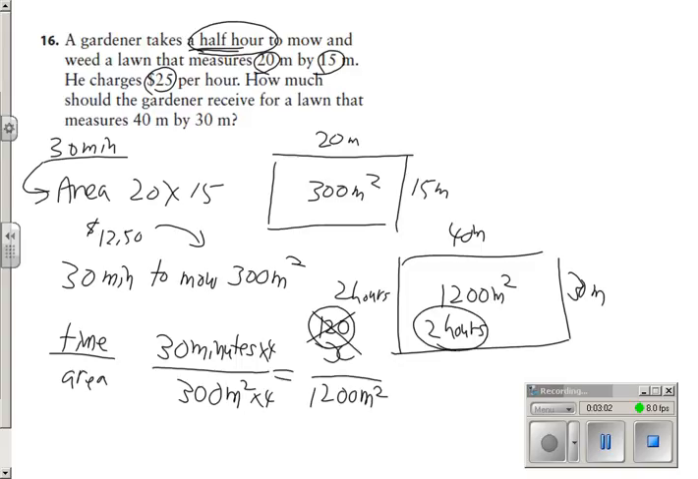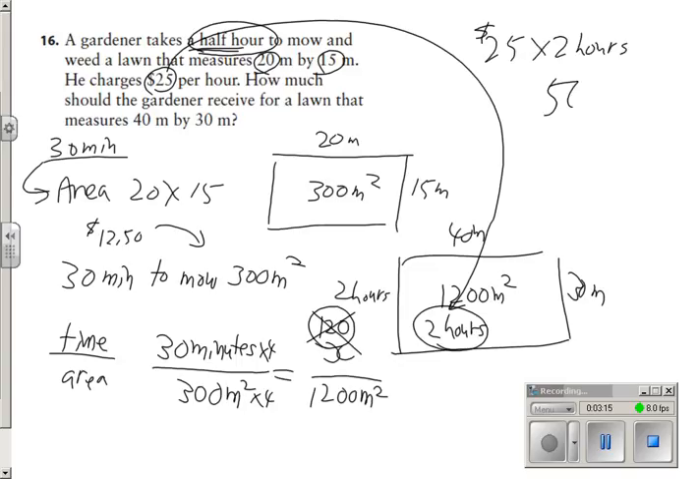Therefore, if he charges $25 per hour and it takes him 2 hours, he should charge $50 to do that lawn.